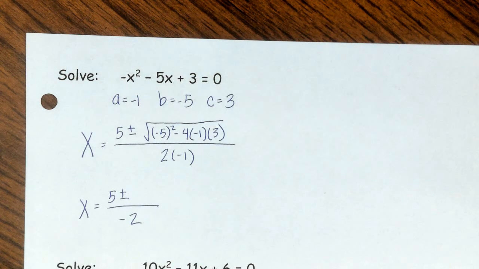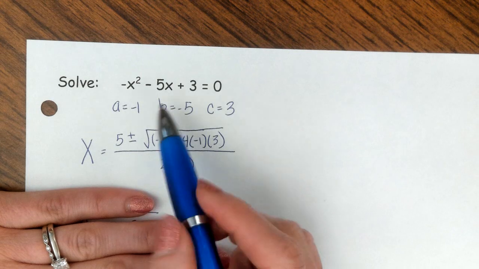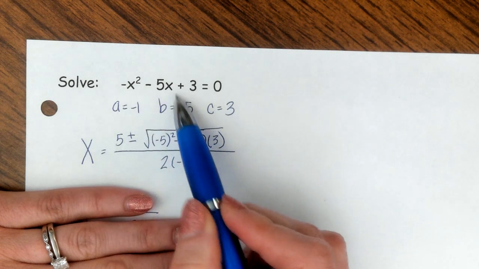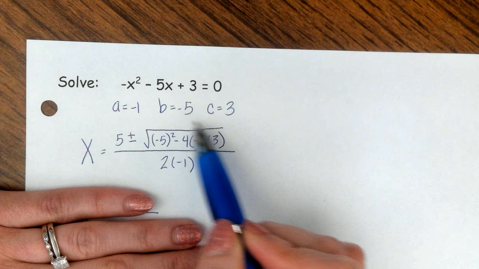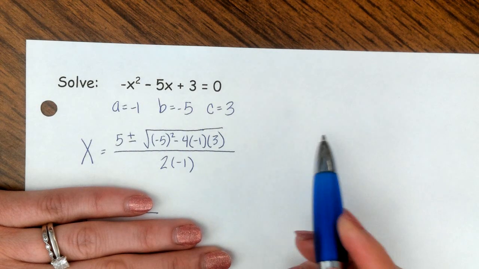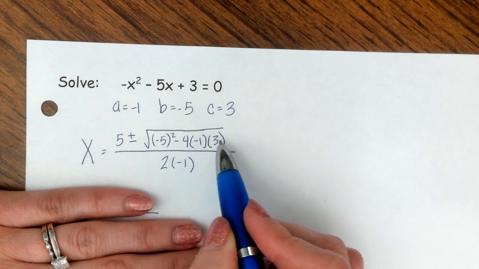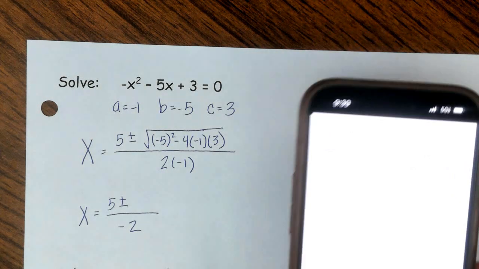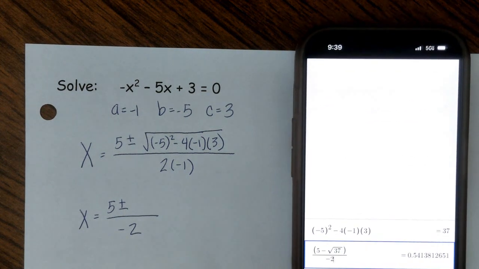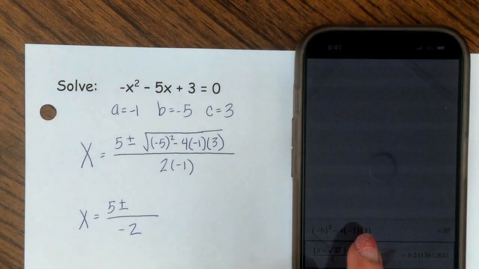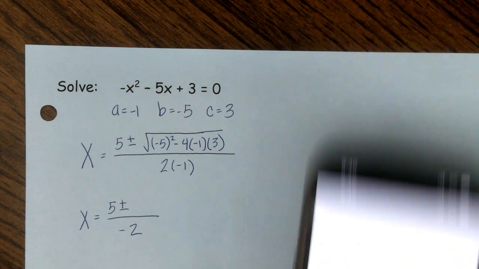Okay, so you should have gotten this piece done. So find your A, your B, and your C, and then you are plugging it in. And remember, our first step of doing this is to put what's under the square root in your calculator. And so I did that, and I got 37. So 5 squared, negative 5 squared, and we have to make sure to put parentheses around that because that should be a positive number, minus 4 times negative 1 times 3. Okay? So I get 37.